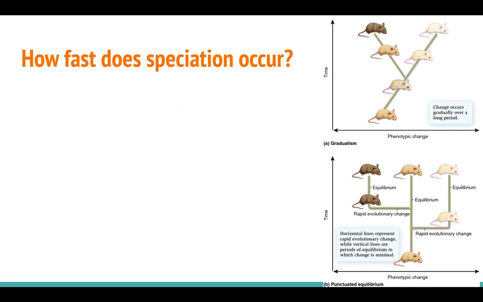First, though, we're going to talk a little bit about the process of speciation. Yesterday, we talked about how new species form and the mechanisms that can cause groups to become reproductively isolated so that they can evolve in different directions and become more and more different. One question scientists have asked and debated over time is how quickly this process happens. And there were two different schools of thought on this.